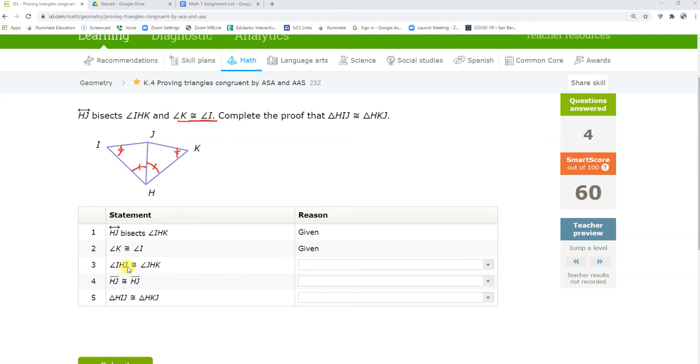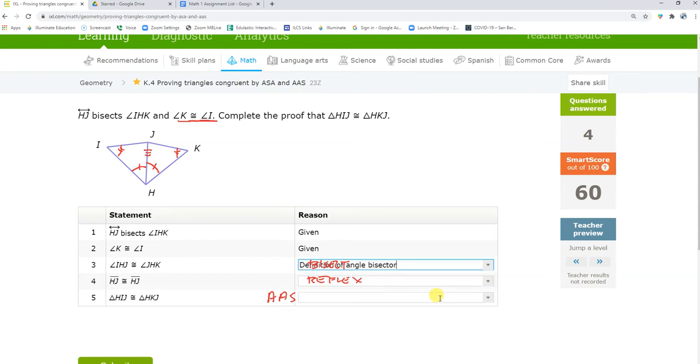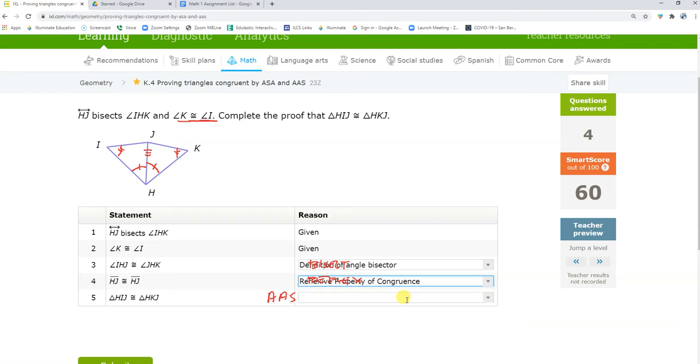Okay, IHJ, this is congruent to this. How do I know? Because this was a bisector. HJ is congruent to HJ. How do I know that? Well, that's going to be reflexive. And now what do I have? I have angle, angle, side. All right, let's select those. So definition of angle bisector, reflexive property of congruence, because we're dealing with shapes, not numbers, and angle, angle, side.